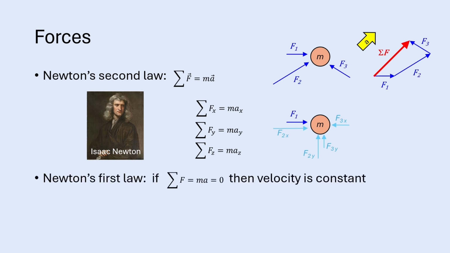Newton's first law is simply a special case of the second law, where the net force is 0. The resulting acceleration is 0, so the velocity is constant. A body at rest stays at rest, and a body in motion stays in motion. Newton's third law is that every action has an equal and opposite reaction. If you push on a wall with a force of 10 newtons, the wall pushes back on you with the same 10 newtons.